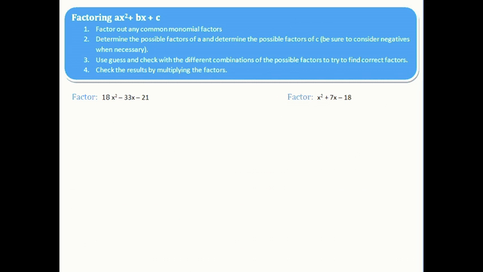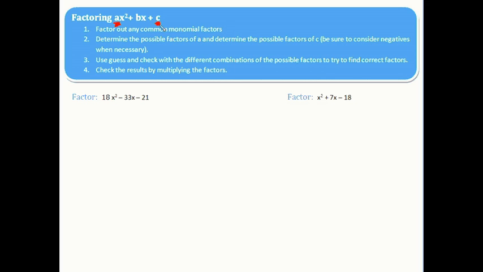We see here just some strategies. First thing we should do, of course, is factor out any common monomial factors. We could put next in here, determine if it's a perfect square trinomial or a difference of squares, which we did in the past few lessons. Next, it says find the possible factors of A and the possible factors of C. So A is the coefficient of the x squared, C is the constant. And then use guess and check with the different combinations of the possible factors to try to find the correct factors. Check the results by multiplying the factors.